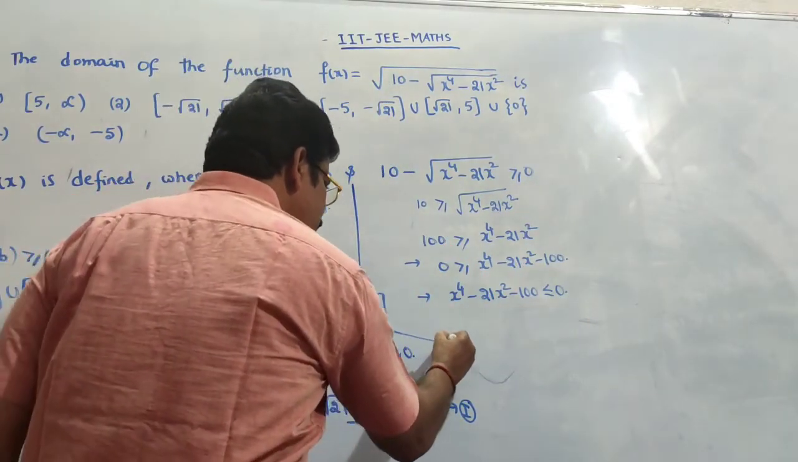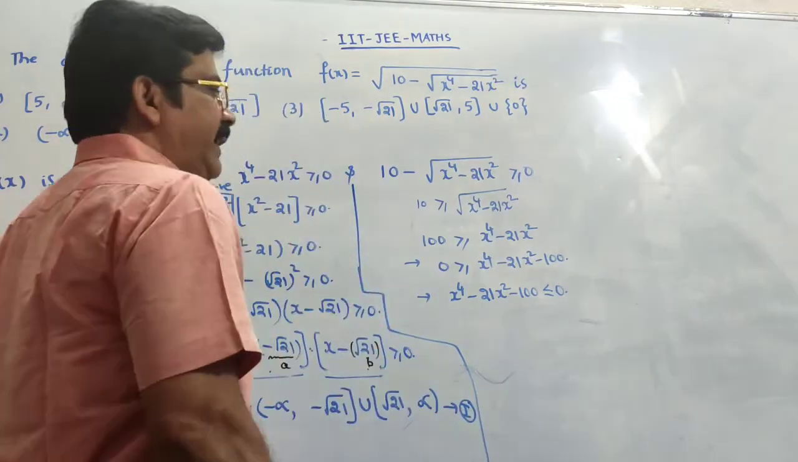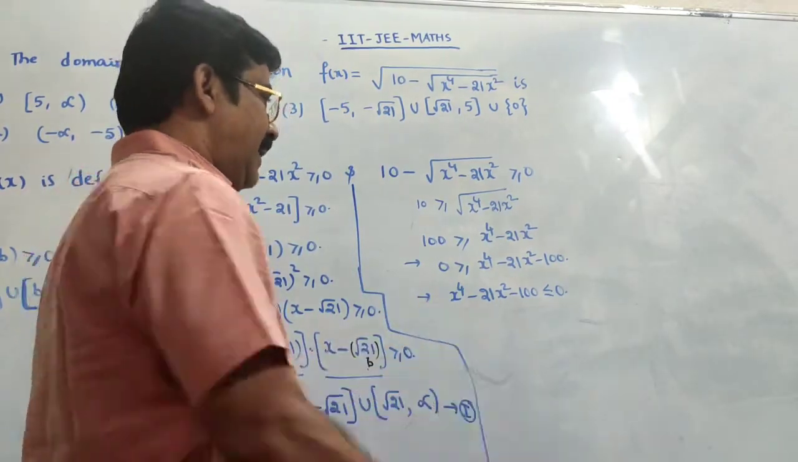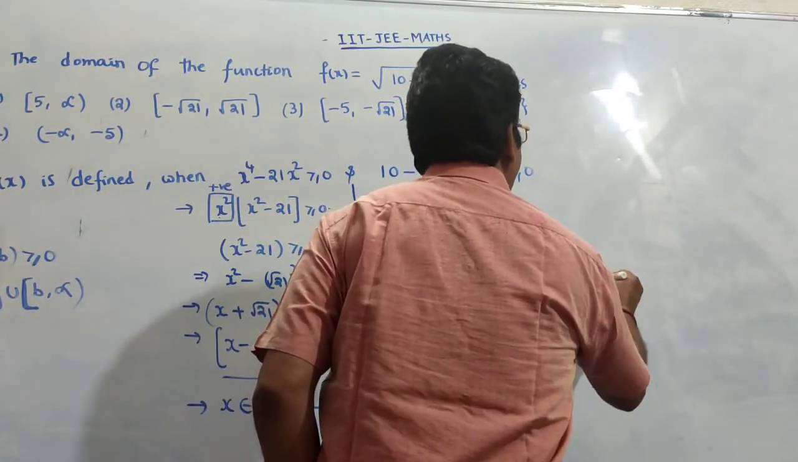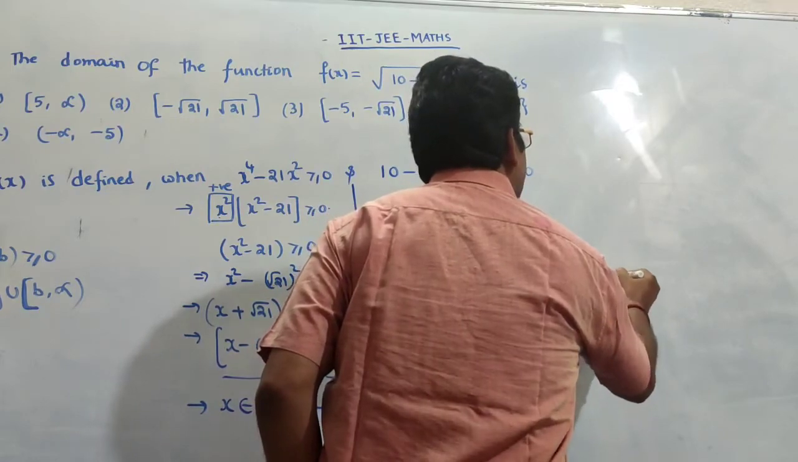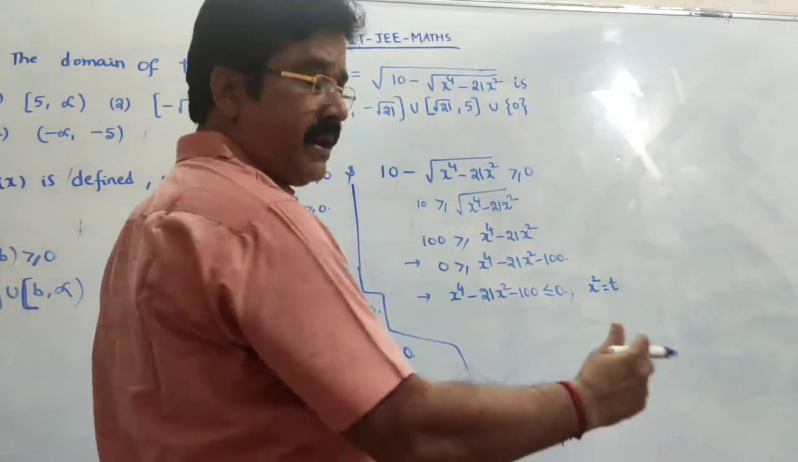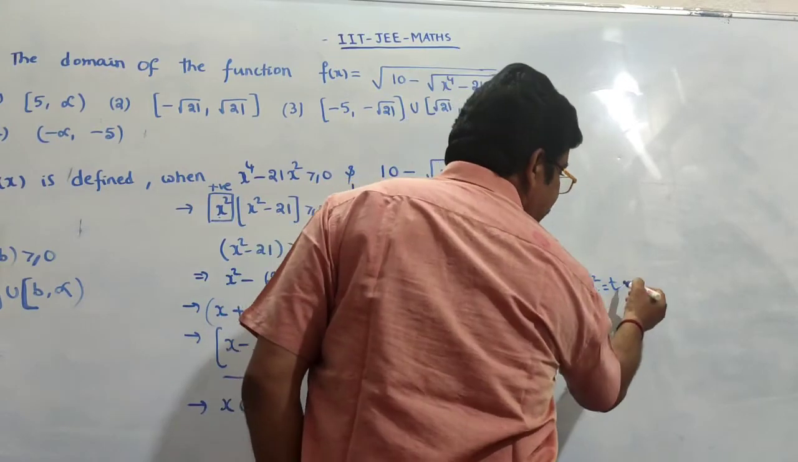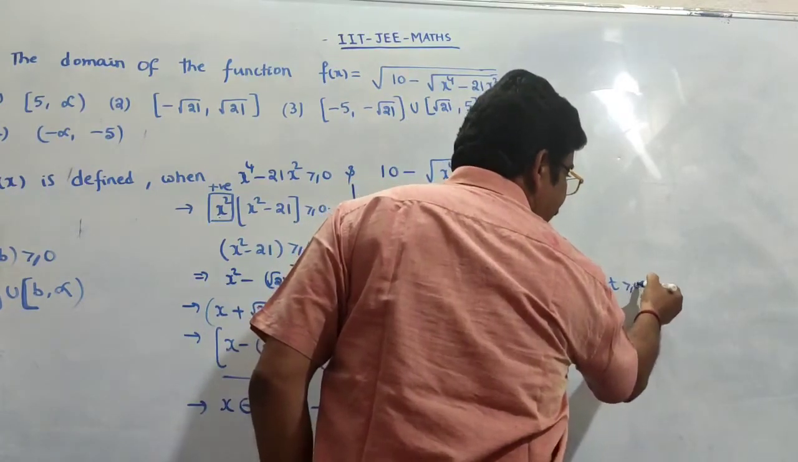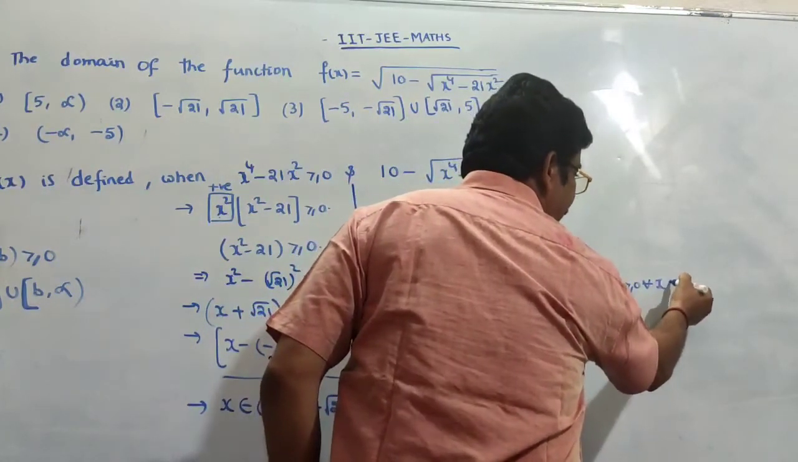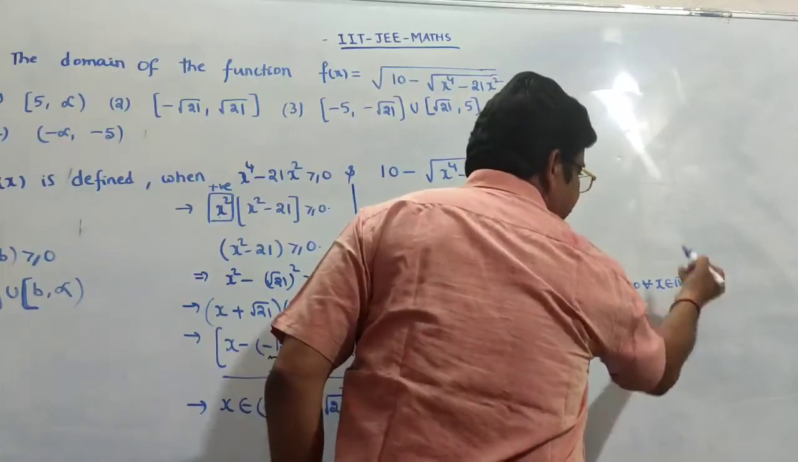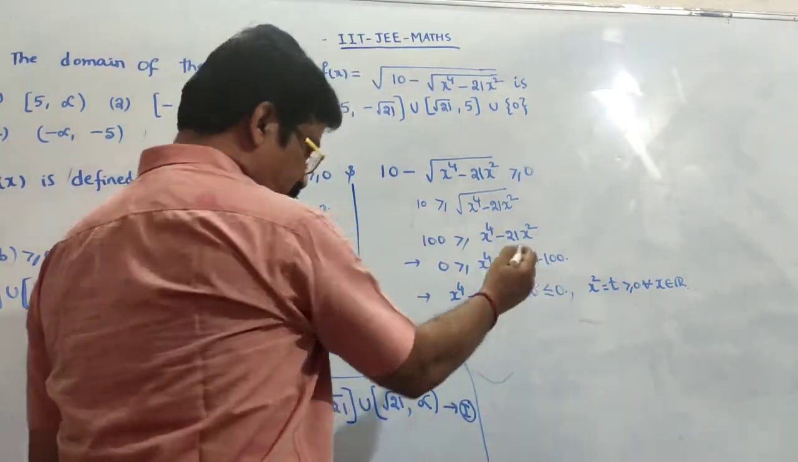It is too difficult to solve by the quadratic formula directly. That's why I wish to say x² is equal to some t. Remember, x² is always greater than or equal to 0 for all x belonging to R. Okay, put x² = t.